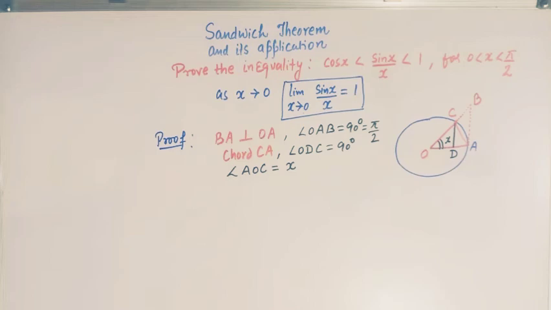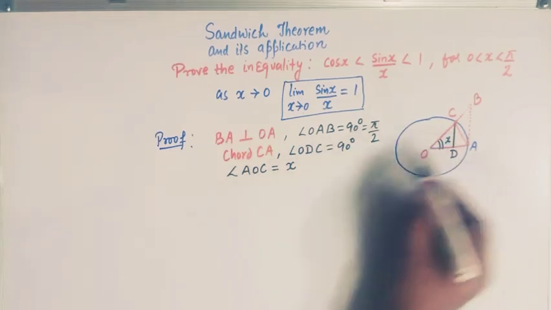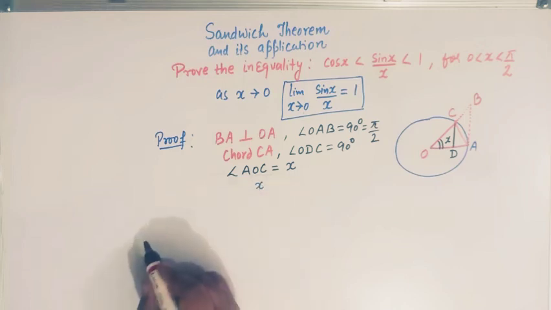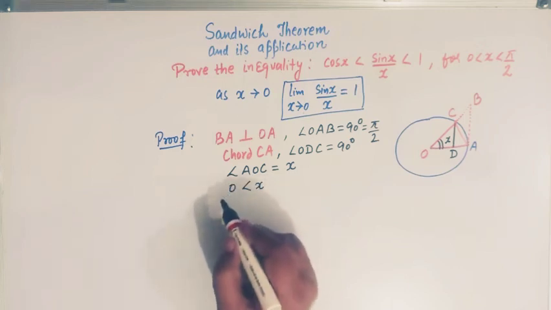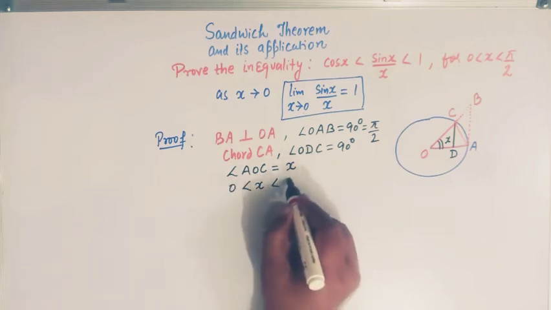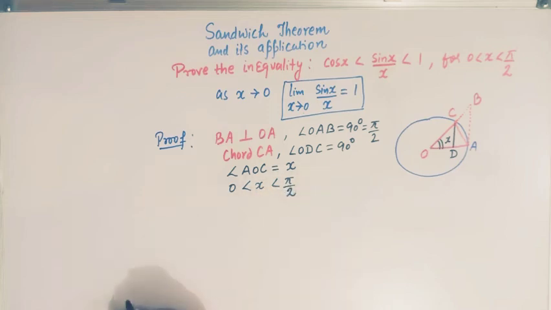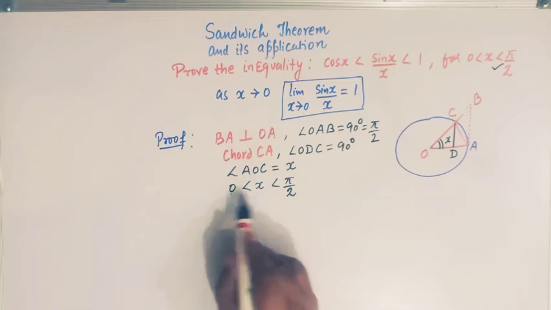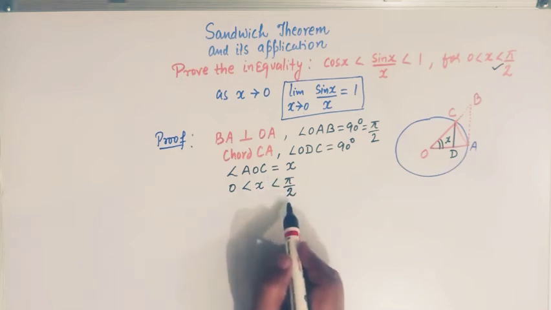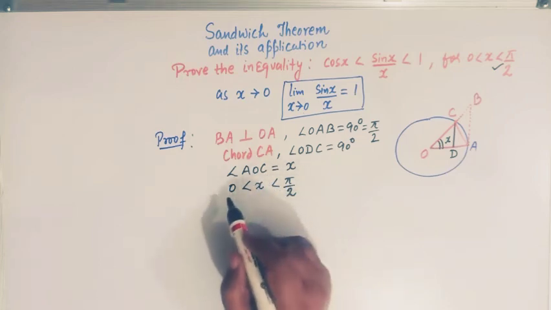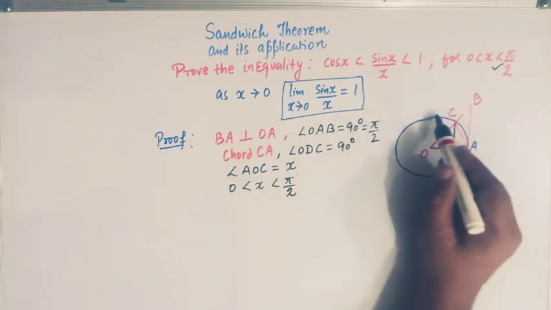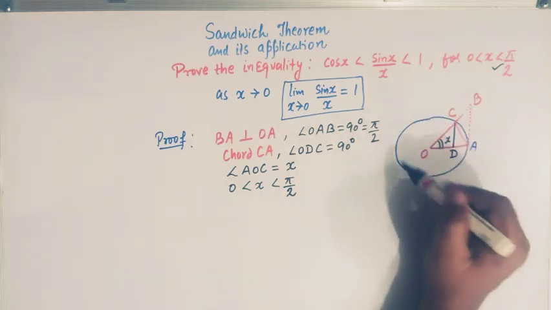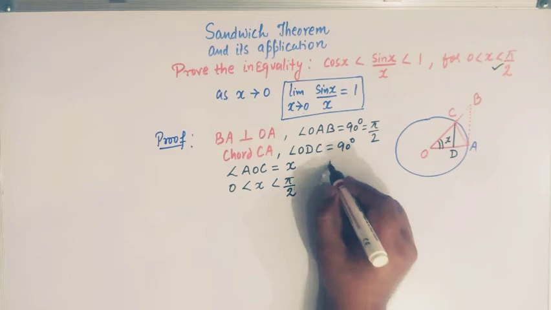Now here we see that this angle X is obviously greater than 0 but less than pi by 2. Clear? So we have this condition. So X is greater than 0 but less than pi by 2, and we can take this circle as a unit circle.